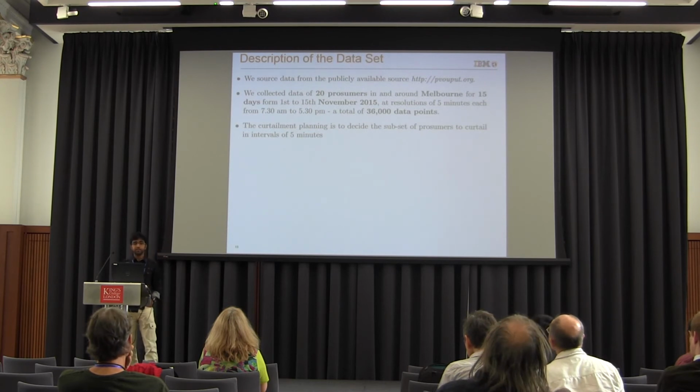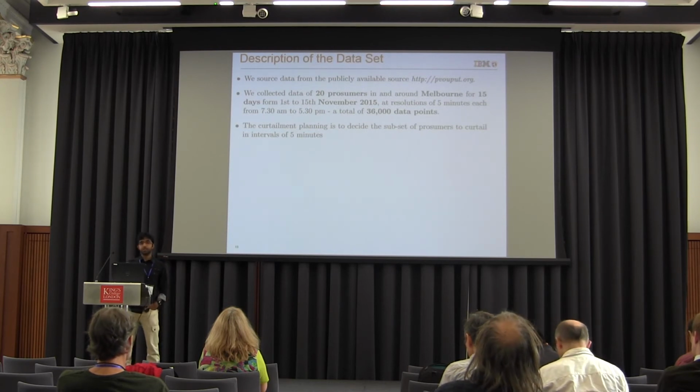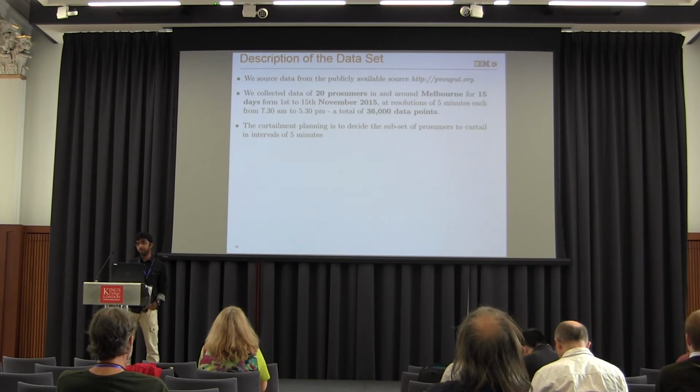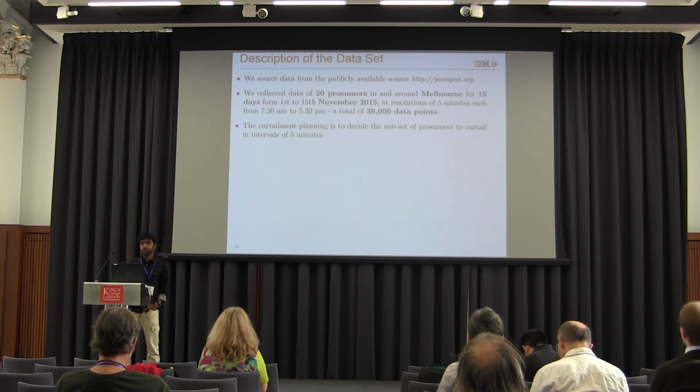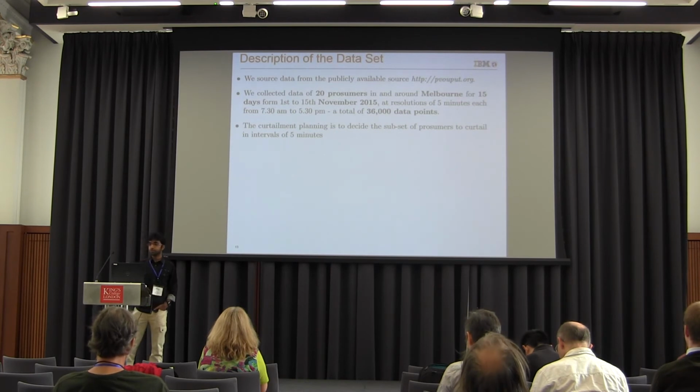This is the dataset that we have used. It is a solar generation dataset from 20 prosumers in Melbourne in the month of November. We have collected data from 7:30 am to 5:30 pm, and the curtailment planning is to decide the subset of prosumers to curtail in intervals of 5 minutes.